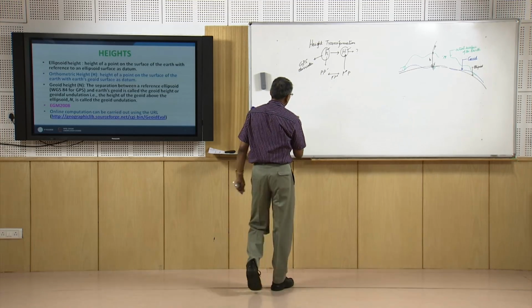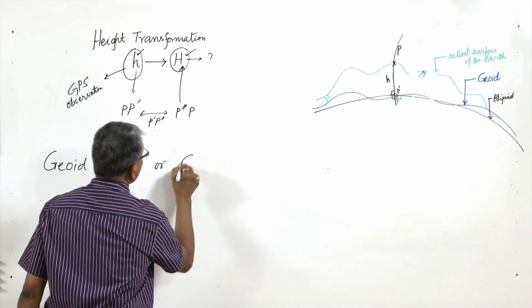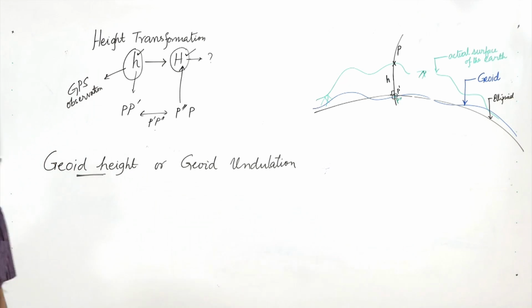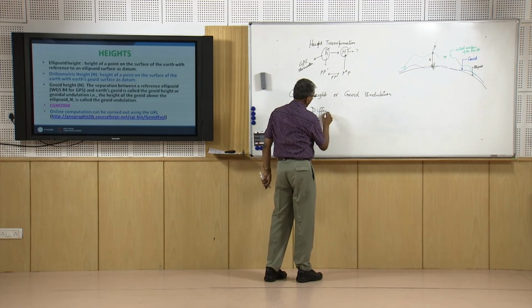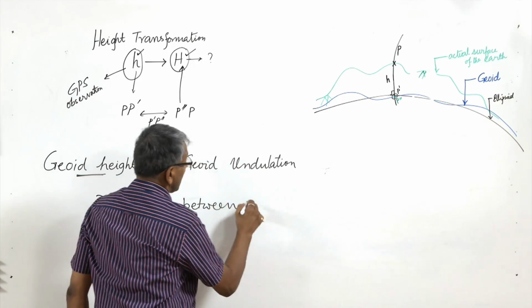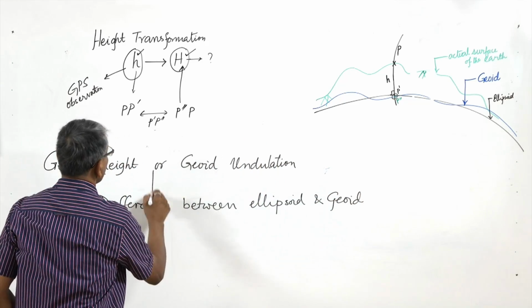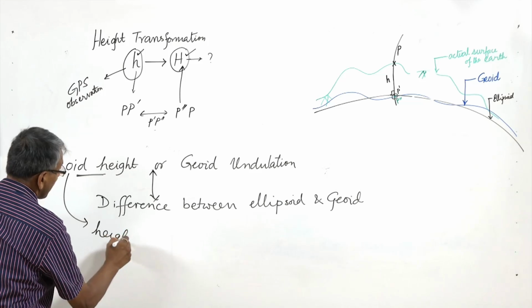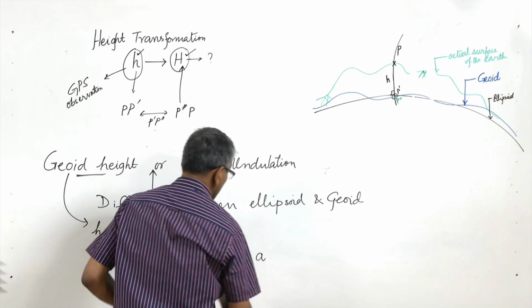There is another type of height that is called geoid height or geoid undulation. This is another term. We need to know what this is. The height or the difference between the ellipsoid and the geoid is known as geoid height. Geoid height is the height of the geoid above the ellipsoid.